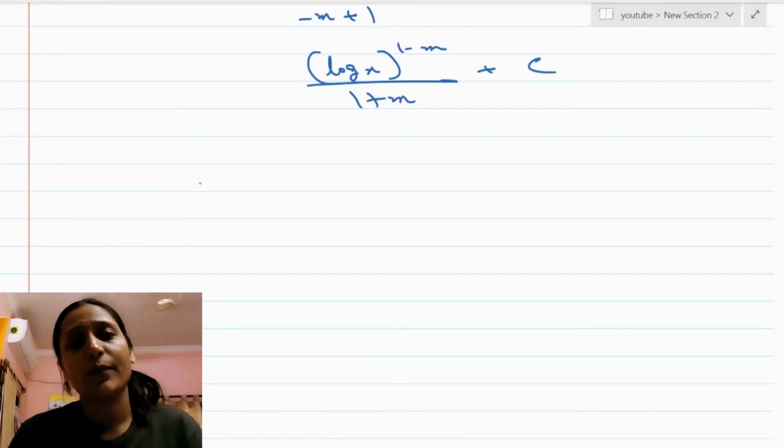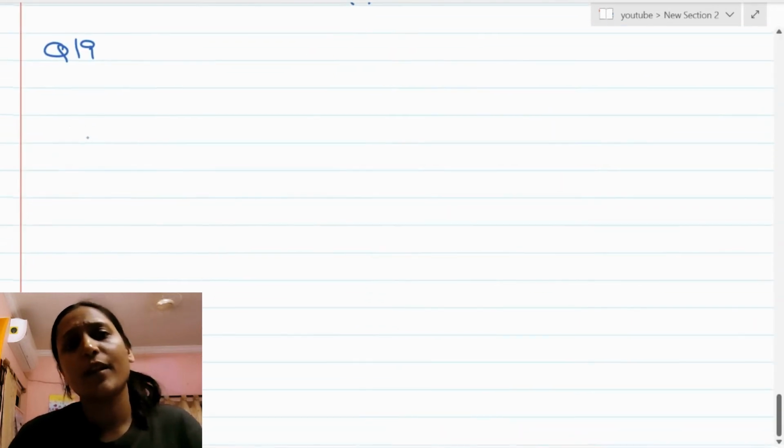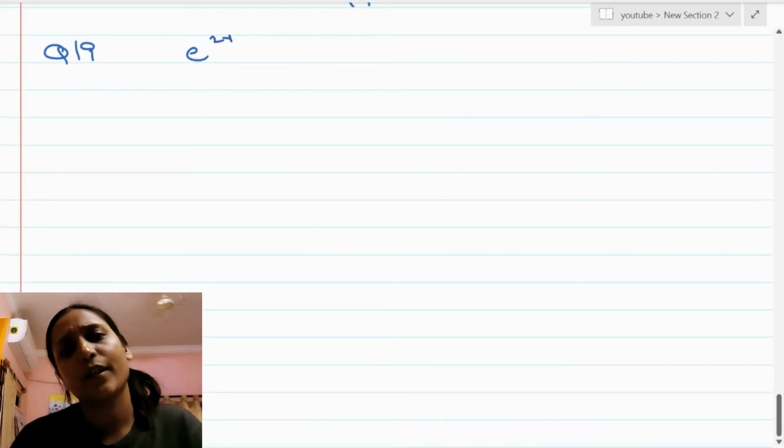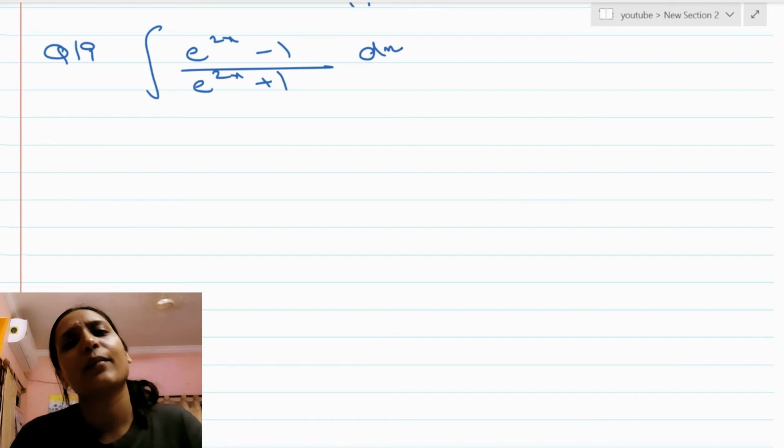The next question is question number 19. Question number 19 is e to the power 2x minus 1 divided by e to the power 2x plus 1. This is what we need to integrate. Now, if you try to see a pattern, denominator's derivative is not the numerator. So, in such case, we are going to divide both the numerator and denominator by e to the power x.